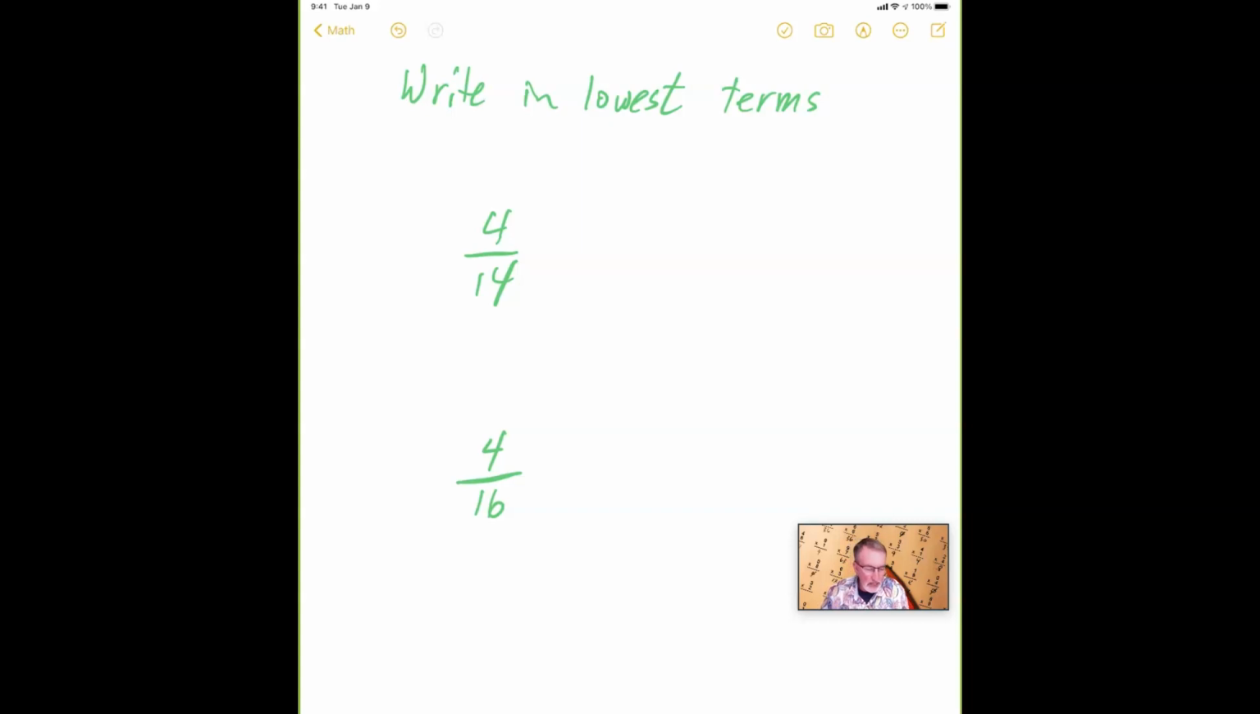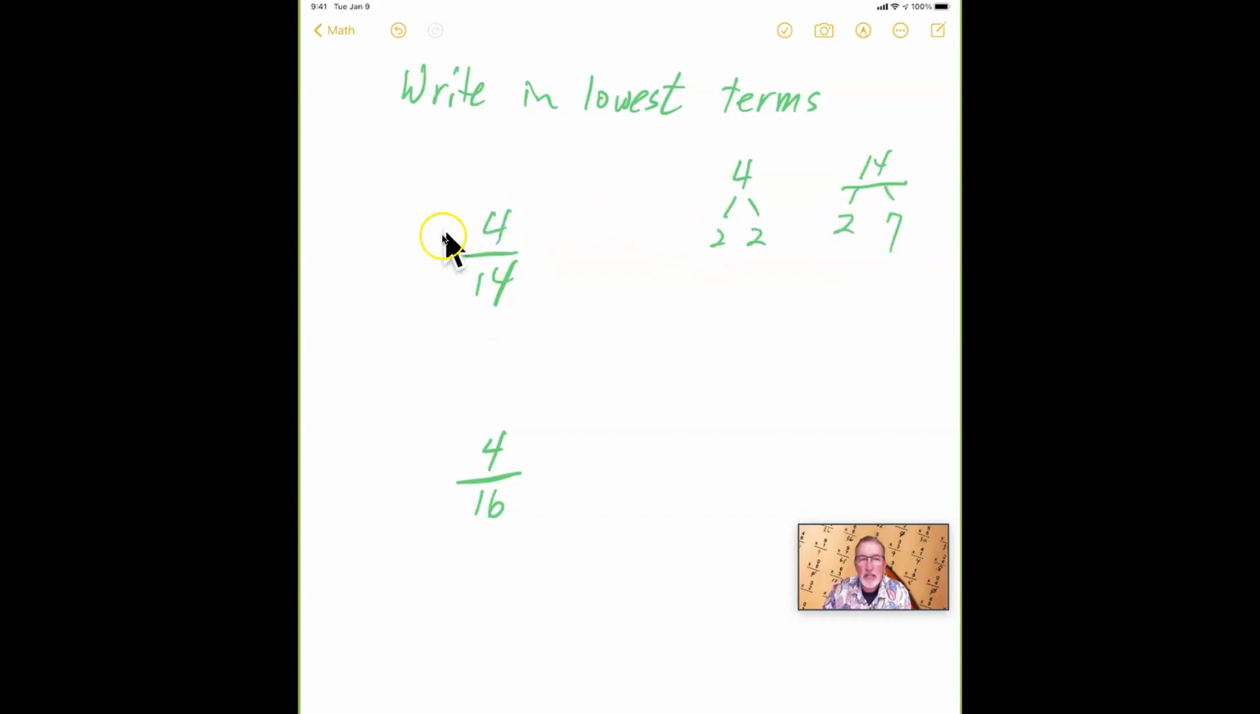Okay, so here we have 4 over 14, or 4/14. And what we're going to do is a prime factorization of 4. So we get 2 times 2. And then of 14. Because 14 is an even number, we know we can factor it down with a 2 and 7. So we have the prime number equivalence of 4 here, 2 times 2. And the prime number equivalence of 14 here, 2 times 7.